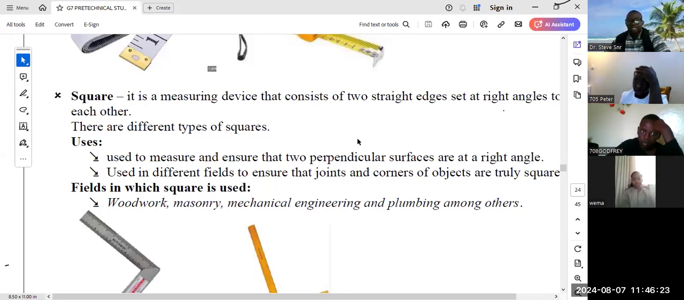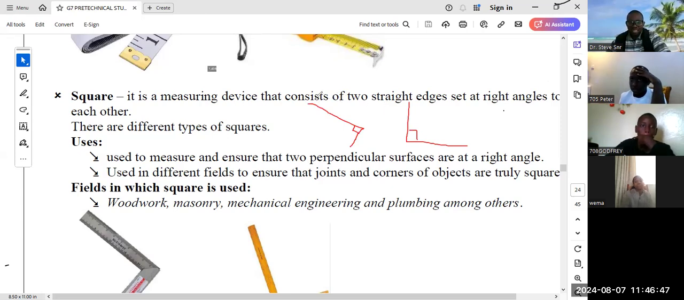It is 90 degrees. When you are drawing the square, for example, the square should be at 90 degrees any day, any time. So when you are using a square, it should be at 90 degrees. That's why we are saying it has two straight edges.